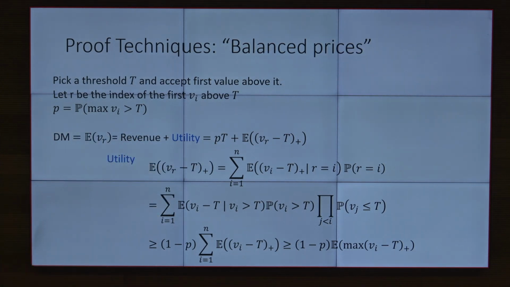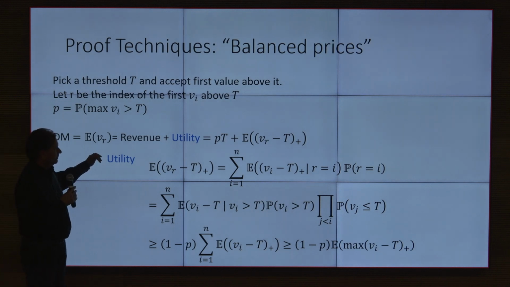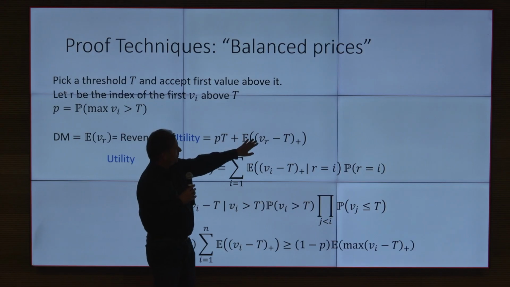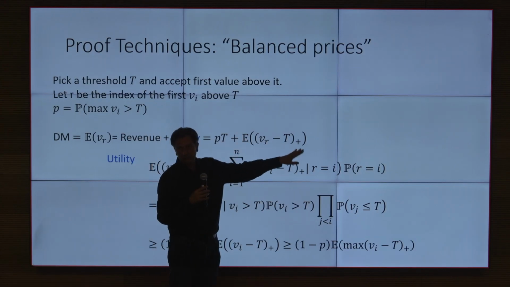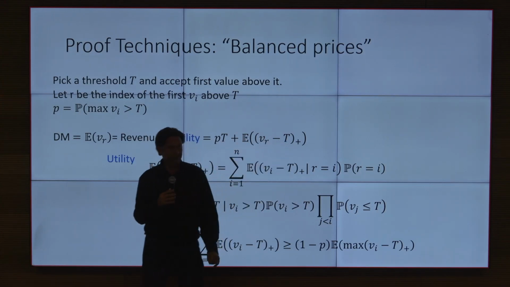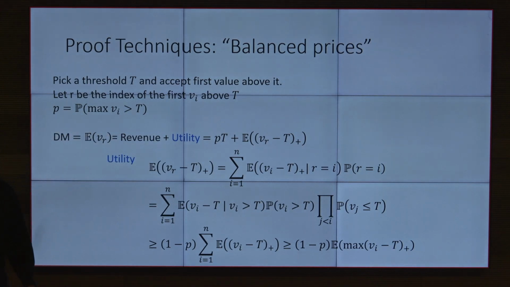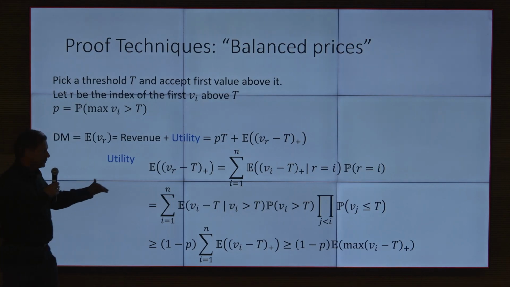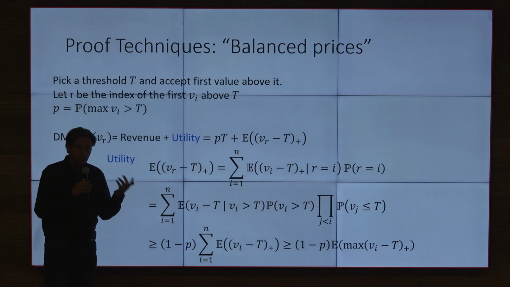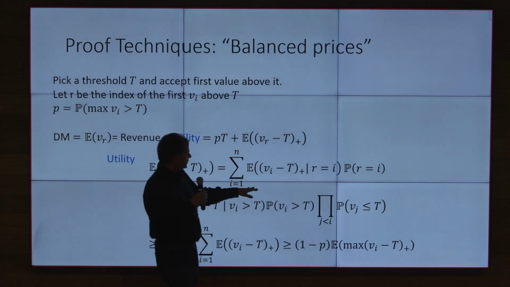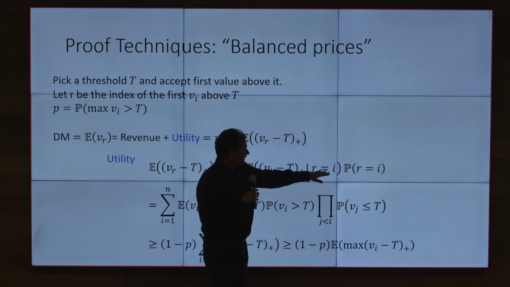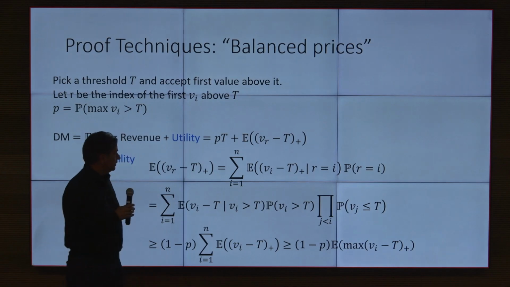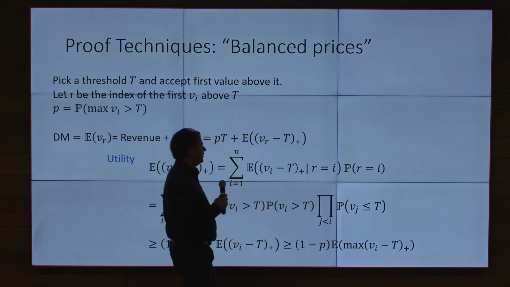What is the utility? Well, the utility is the expectation of V_R minus T, the person that gets the item minus T. I want to lower bound this expectation now. The trick here is to condition on the stopping time. So we will condition that we actually stop at time I, and then multiply by the probability of stopping at that time.